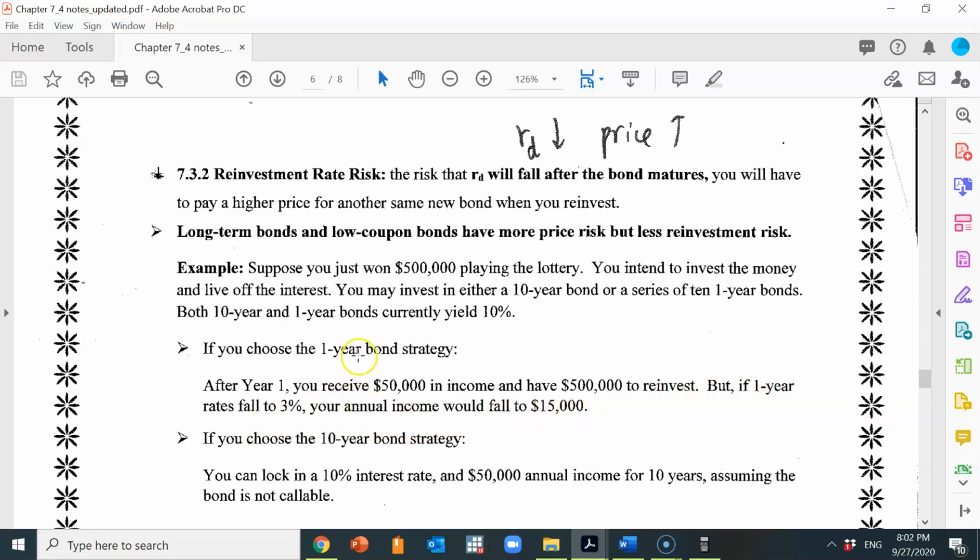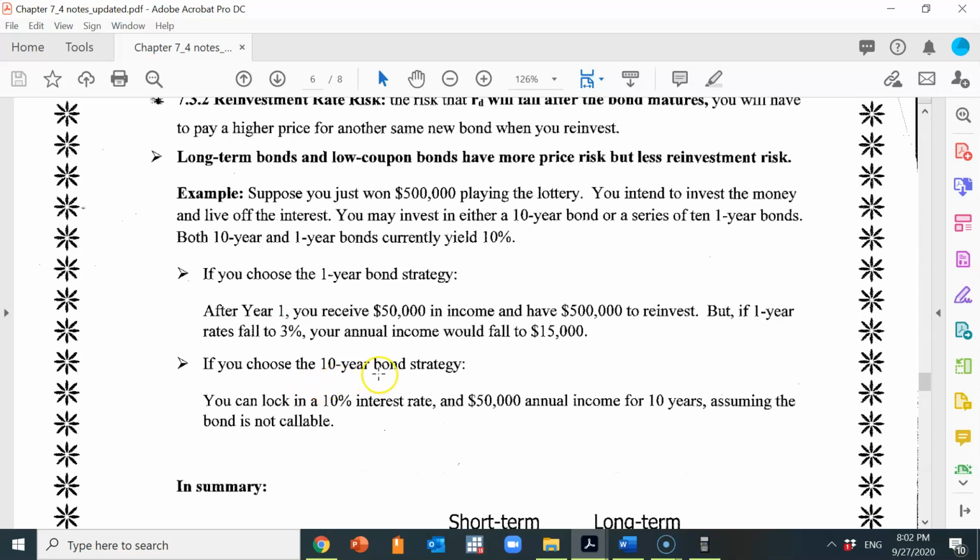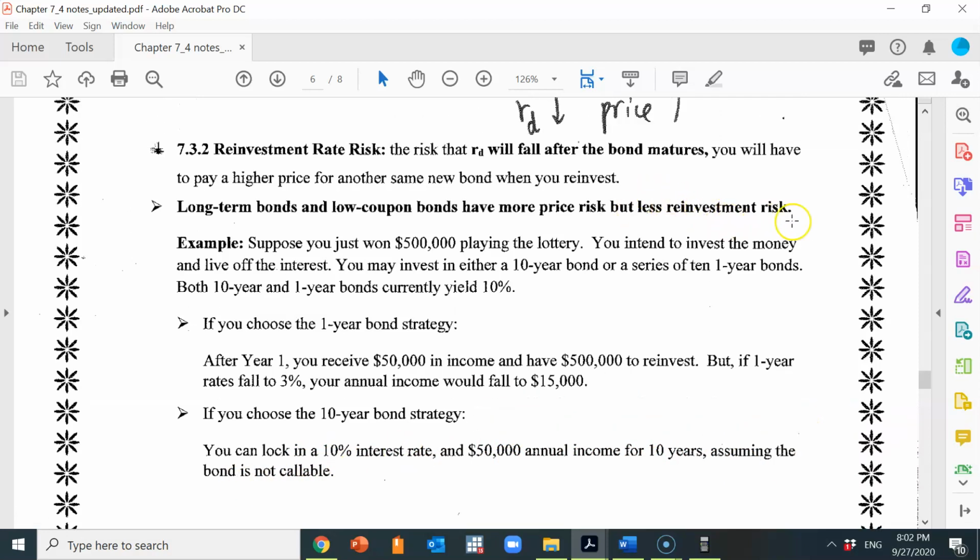So for the short-term bond, the 1-year bond, you have higher reinvestment risk because you have to take out your money after a year and reinvest in another 1-year bond. If the interest rate falls, you are going to buy a similar bond at a higher price with a lower rate of return. However, if you choose the 10-year bond strategy, you can lock in a 10% interest rate and earn $50,000 annual income for 10 years, assuming the bond is not callable. So you have less reinvestment risk if it's a long-term bond or low coupon bond.